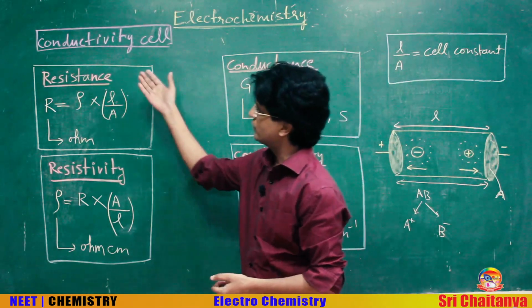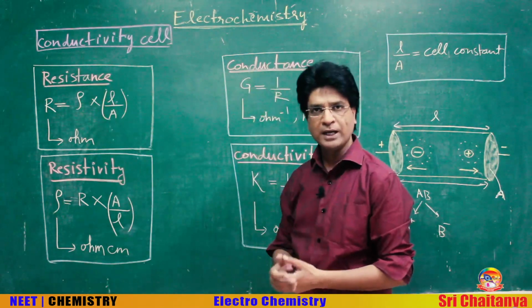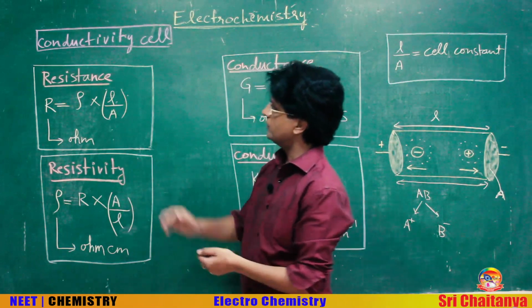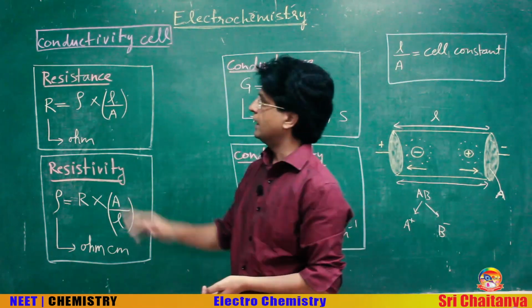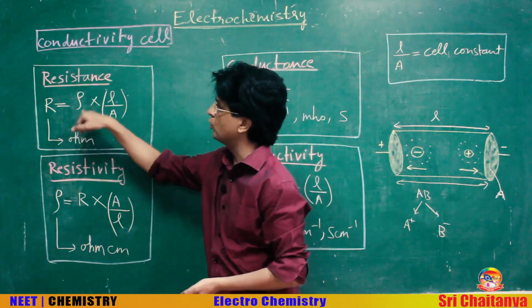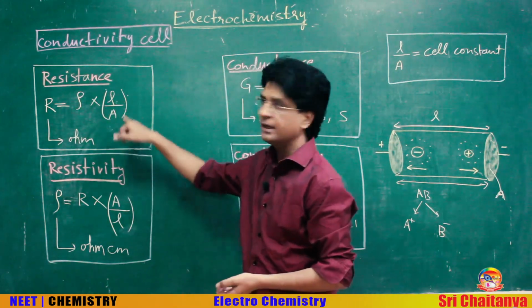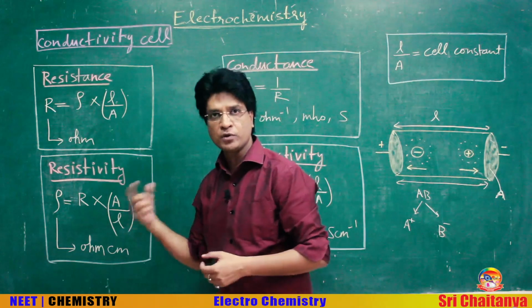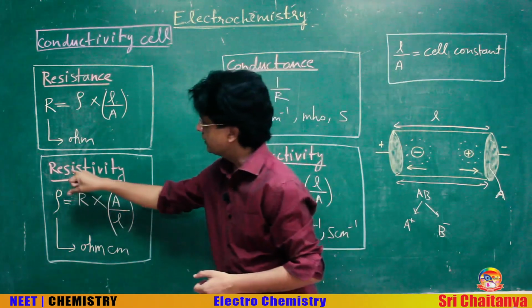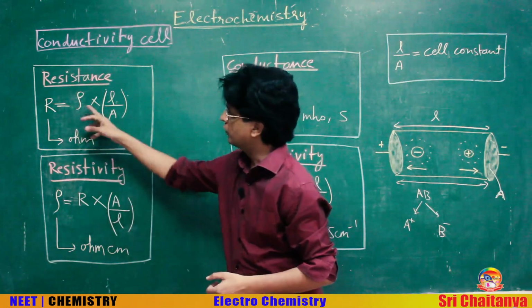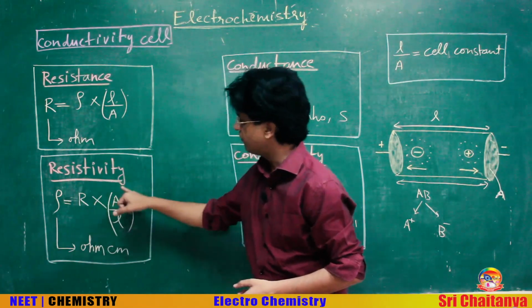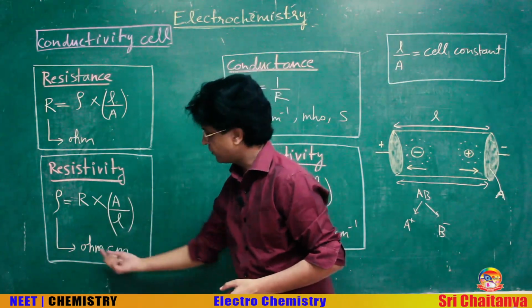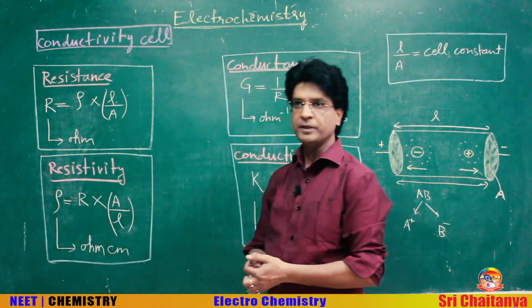So the first one is resistance. All these things you already know. Have a quick look. Resistance is the obstruction offered by the material in the flow of current, and its formula is R equal to rho (resistivity) into L by A. L is the length and A is the area of cross section of the resistor. Similarly, we have resistivity.